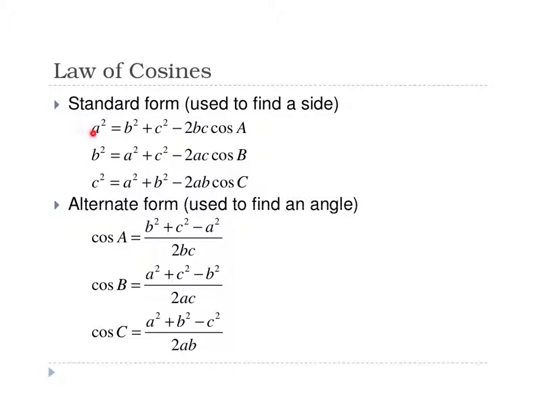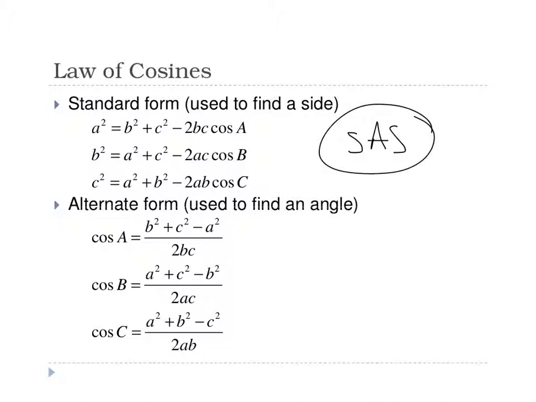Notice that if this is the side I'm looking for, I'm summing the two other sides, subtracting 2 times those two sides, and taking the cosine of the angle of the side that I'm looking for. And that's the pattern with these other two as well. This is typically for a side angle side situation.